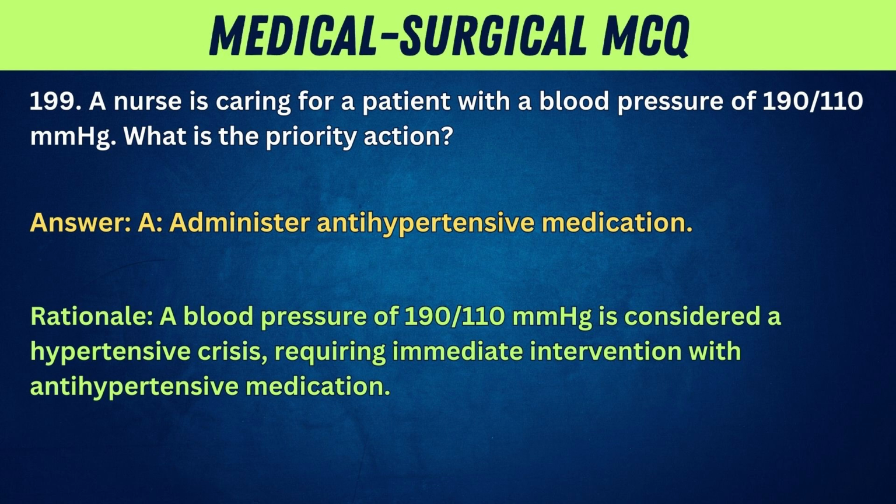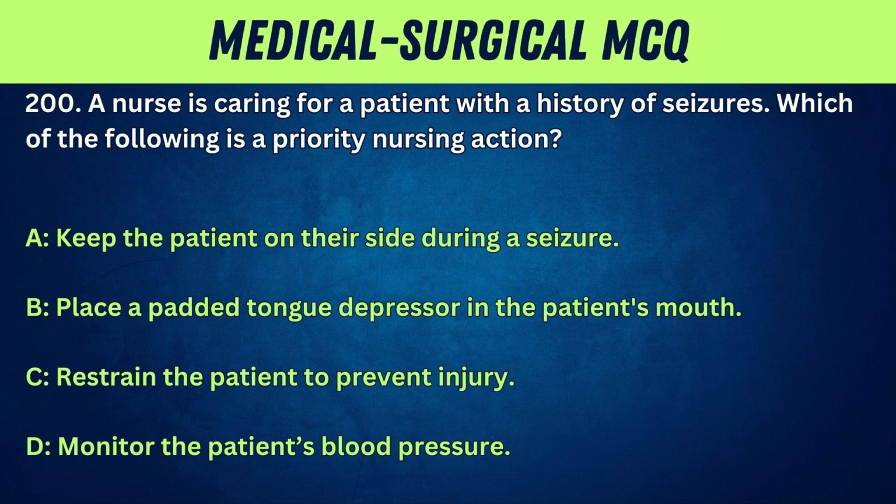Administer antihypertensive medication. Rationale: a blood pressure of 190/110 mmHg is considered a hypertensive crisis, requiring immediate intervention with antihypertensive medication.